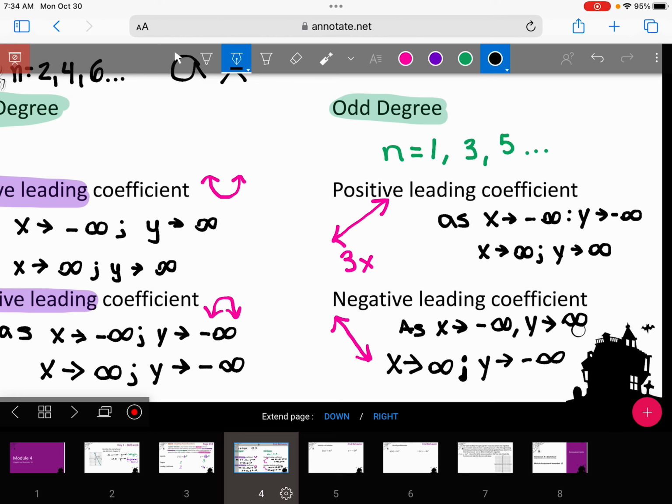Odd functions go to the disco. Is what I think. Odd ducks go to the disco. Okay. You guys have it written down? Because we're going to practice with this, identifying some end behavior.